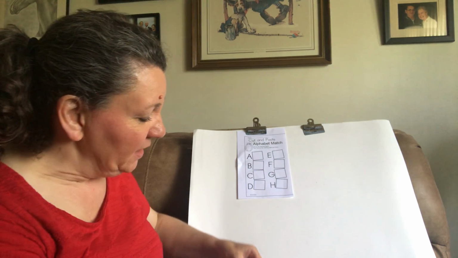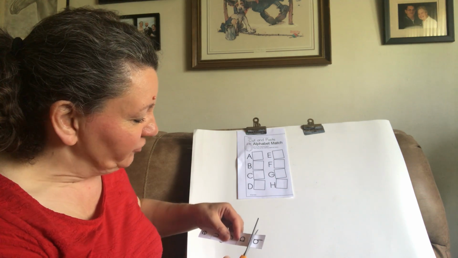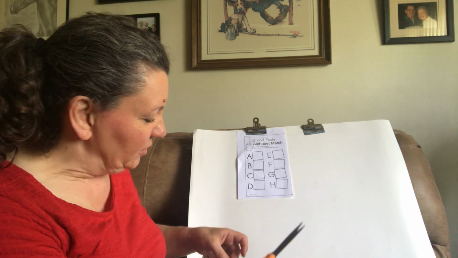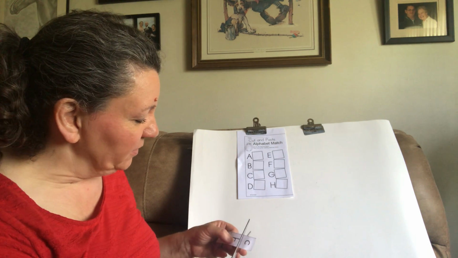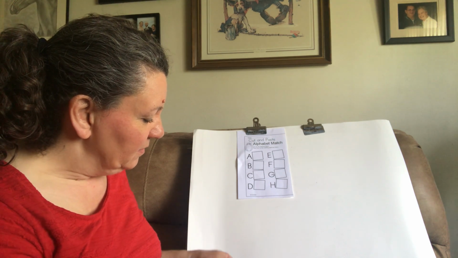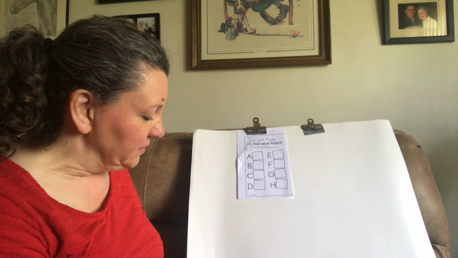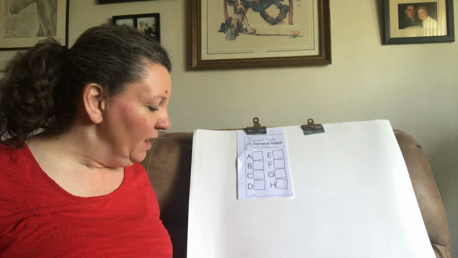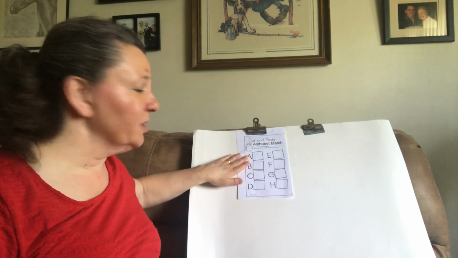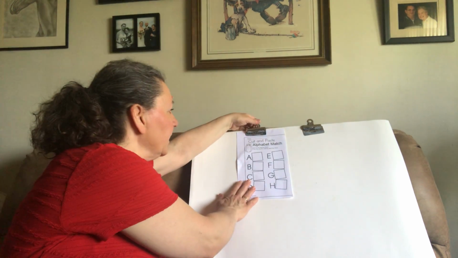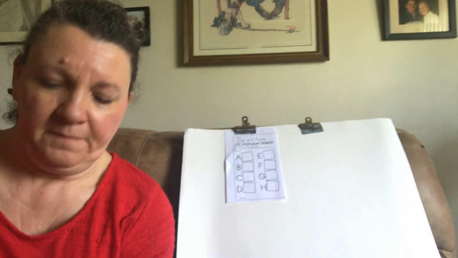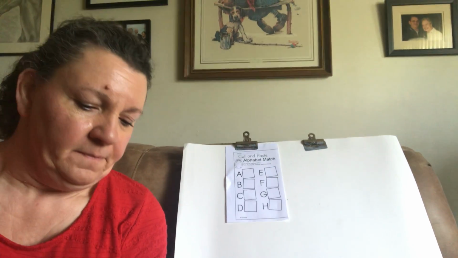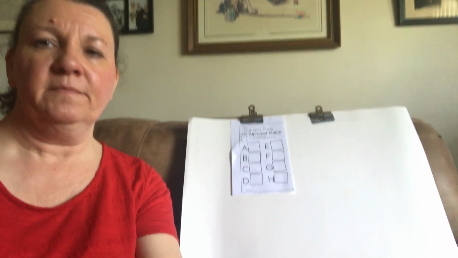Now the D and the B are going to be a little tricky because one faces one way and the other one faces the other way. So that's a tricky one. Okay, so we have our letters cut, and what we're going to do now is look at this paper here. Let me see if I can bring this a little closer so you can see better. Okay, how's that?